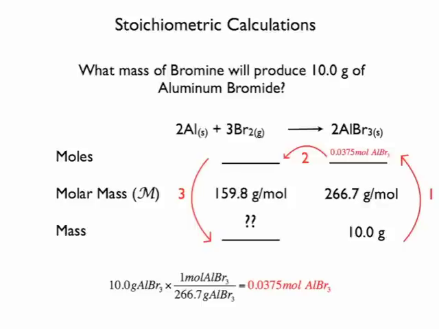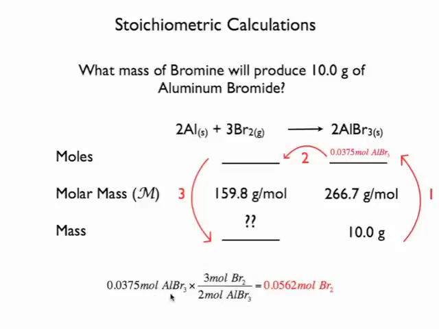Now you need to calculate the number of moles of bromine that will produce 0.0375 moles of aluminum bromide. This is a calculation you haven't done before, but it's very similar to other calculations you have done. So in order to do this calculation, you're going to use this mole ratio that you see here. This is your conversion factor.